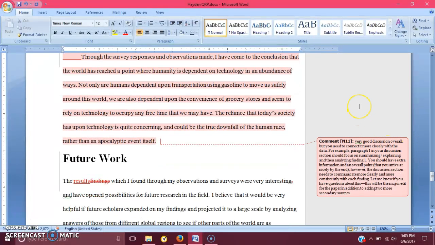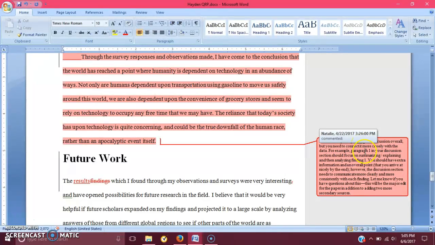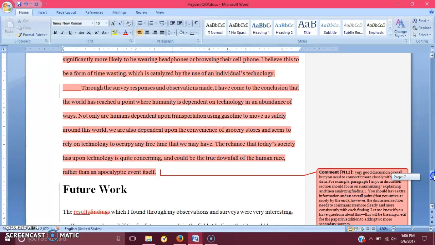So good discussion overall. He needs to connect it a little bit more closely with the data, and there's a little bit of extra information. For example, paragraph 1 in your discussion section should focus on summarizing and then explaining and then analyzing finding 1. And you guys already know this rule. Do a correlation of 1 to 1, finding 1, and then discussion 1, etc. You should have extra information and an overall point that you arrive at nicely by the end. However, the discussion section needs to communicate more clearly and more consistently with each finding. Let me know if you have any questions about this. It'll be the major edit for the paper in addition to adding 2 more sources.